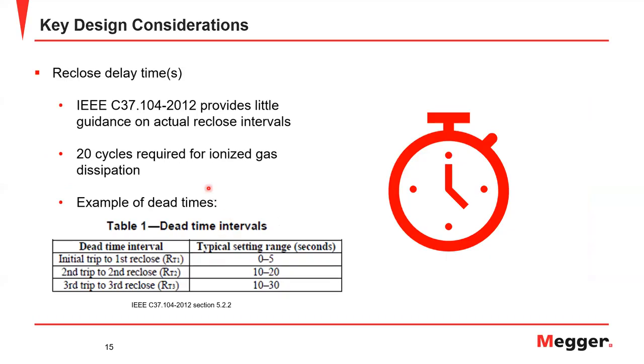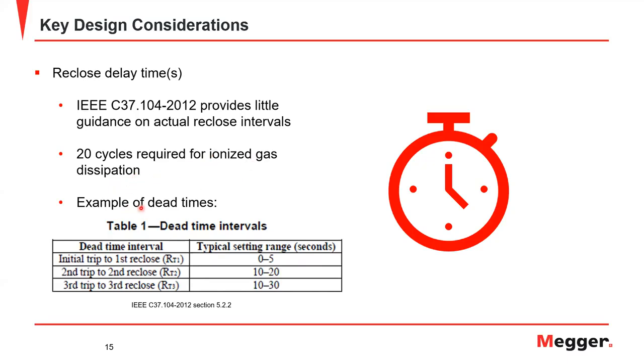Okay. So how do you figure out what your reclose times are? Well, unfortunately, the current release of the standard C37.104 provides very little guidance. We do have good information that this is under review again, and in a reasonable time period, we'll expect a new release, and we are expecting to have good guidance for reclose times included in the near future. Right now, however, it talks about ionized gas dissipation, and it needs 20 cycles of total dead time in order to let ionized gas dissipate.